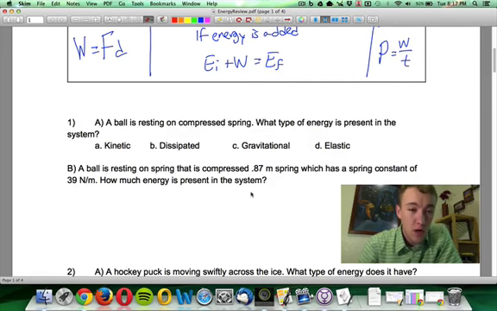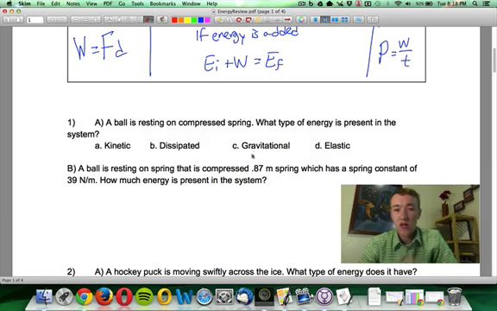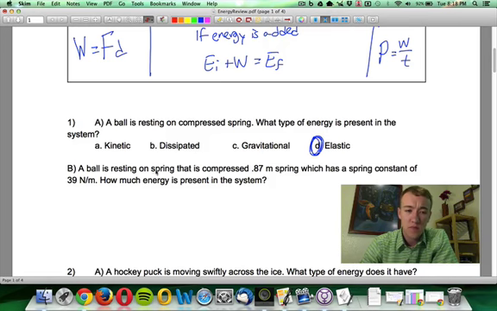On to problem 1. We're going to start real easy. Problems 1 and 2, these should be no problem for you. We've got a ball resting on a compressed spring. What type of energy is present in the system? So this is the first part of part 1. Kinetic is the energy of things moving. Dissipated is energy lost. Gravitational is the energy of height. And elastic or spring energy is the energy of springs. So that's going to be elastic energy there.